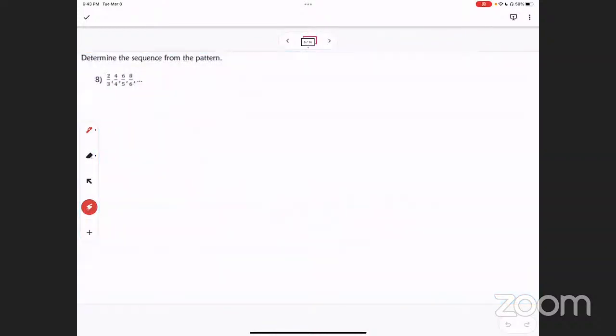So let's see if we can figure that out. What's the top going to be? What's the top sequence going to be? Is it 2n? Very good. It's just 2n. That's right. It's an even number. 2n means it's always going to be even. And what's the bottom going to be?